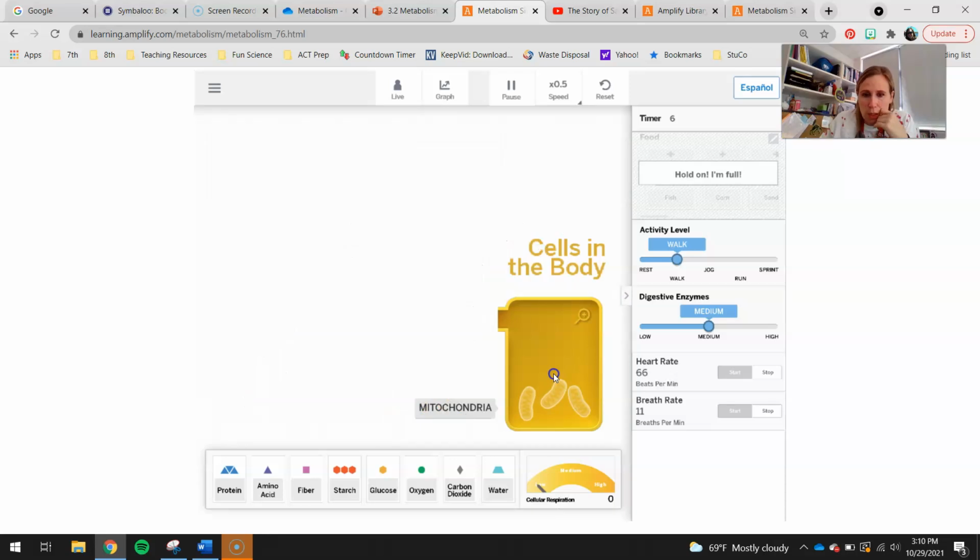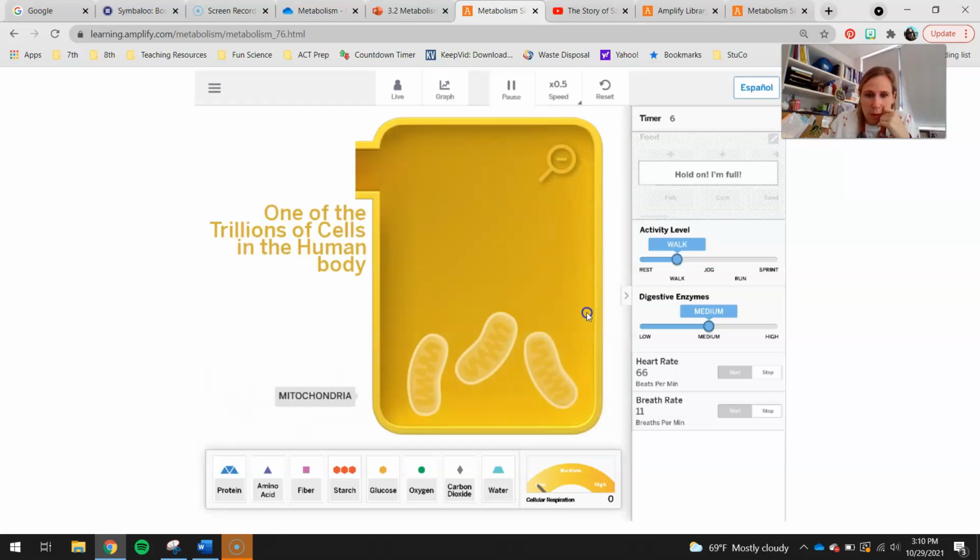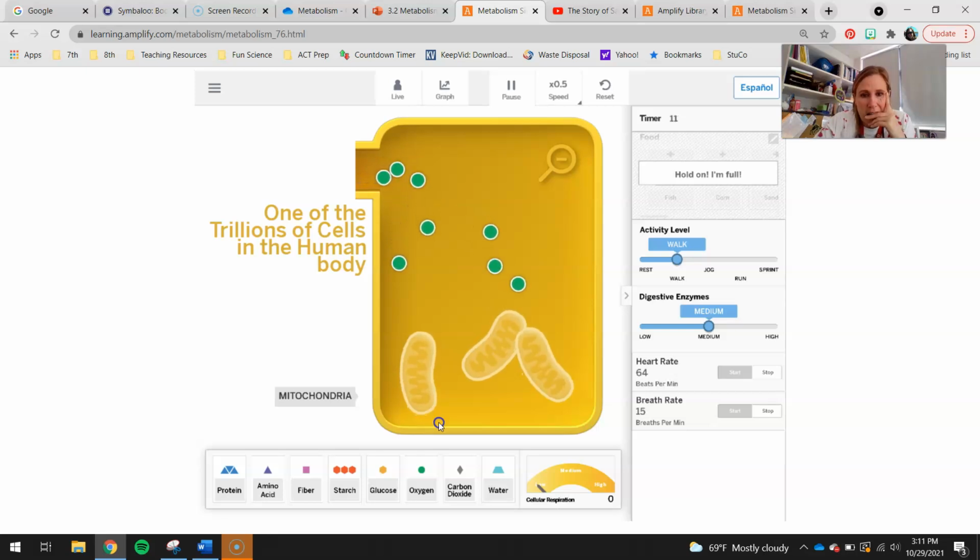And then you guys will go click on this and zoom in with the magnifying glass. And you should be able to get some of these molecules into your cells. And again, what you guys are looking for is energy production here. Okay, so here's some oxygen coming in. Okay, we should see some glucose coming in soon.